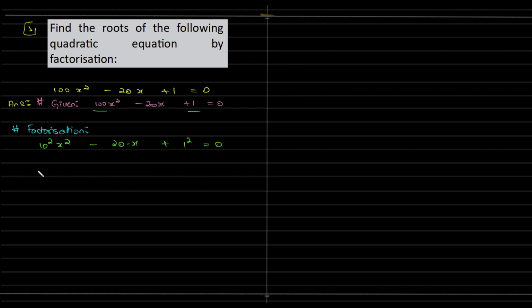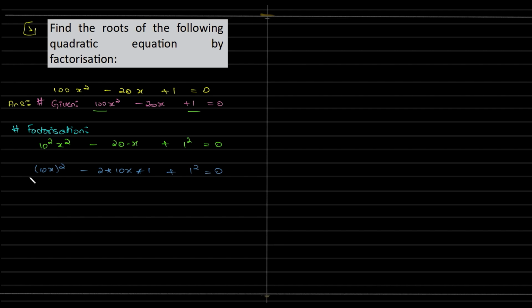Now rewrite it as 10x the whole square minus 2 into the middle term, sorry, the first term into the last term, right? Okay, so whatever the square root of the last term is, that into square root of the first term into 2 minus 2, in this case minus 2. This will give me minus 20x, so it's correct. And this is related to our identity.